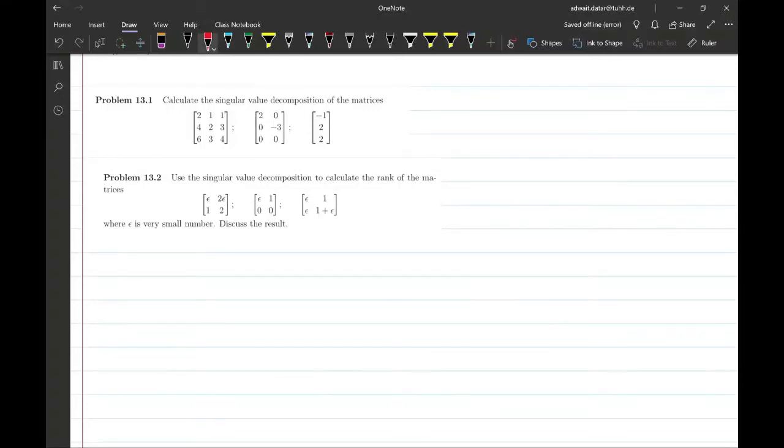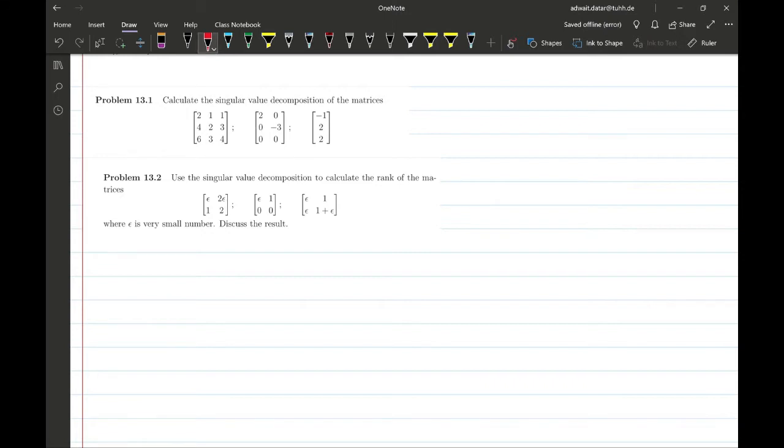So now let's have a look at problem 13.1 and 13.2 together. In both these problems we are given different matrices and we are asked to either use the singular value decomposition to calculate the rank or to simply get an understanding or intuition towards singular values and singular vectors and how that is related to the rank of the matrix.